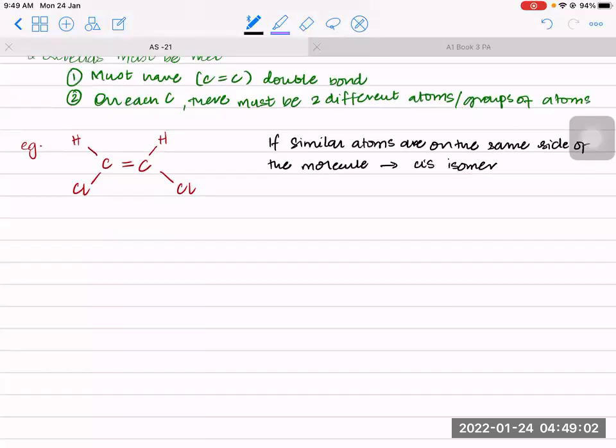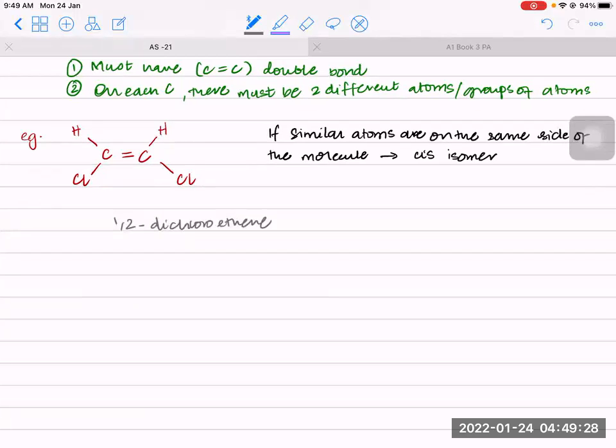What will we call this? Now first, let's name this. This is a 2 carbon main chain. On carbon 1 and 2, we have a chloro. What will we call this? 1,2-dichloroethene. Yes? 2 carbon alkene. On carbon 1 and 2, we have a chloro. So we will call this 1,2-dichloroethene.